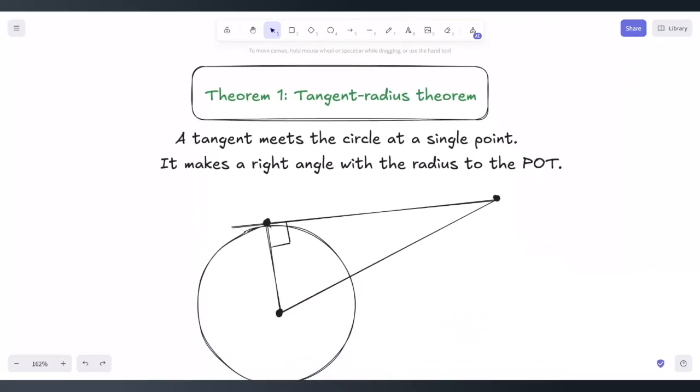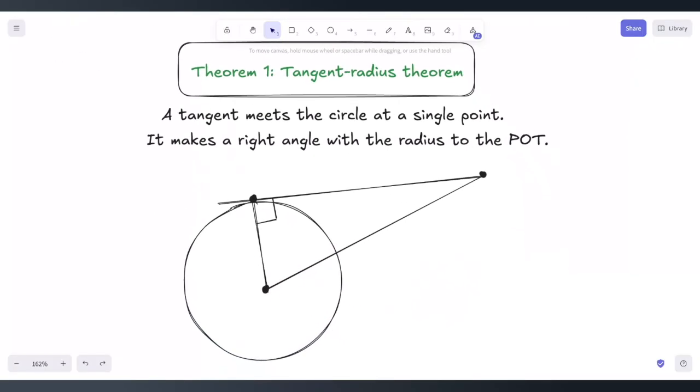Theorem 1, the tangent radius theorem. Let's define a tangent as a line that meets a circle at not 2, not 0, but only 1 point. Then, this line makes a right angle with the radius to the 1 point of tangency. From now on, we will use this theorem without proof.